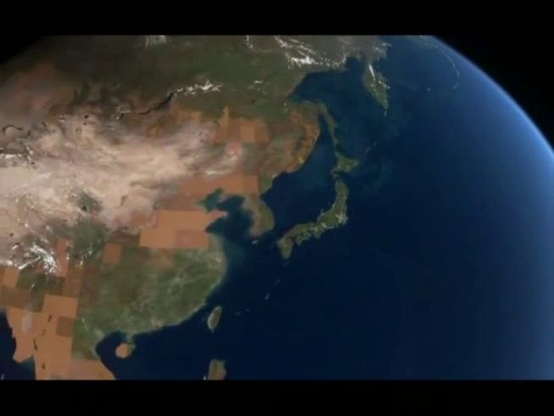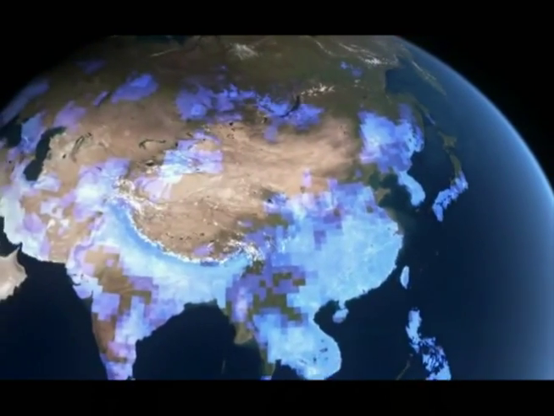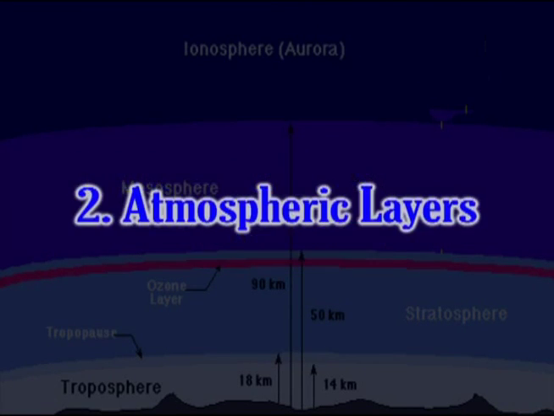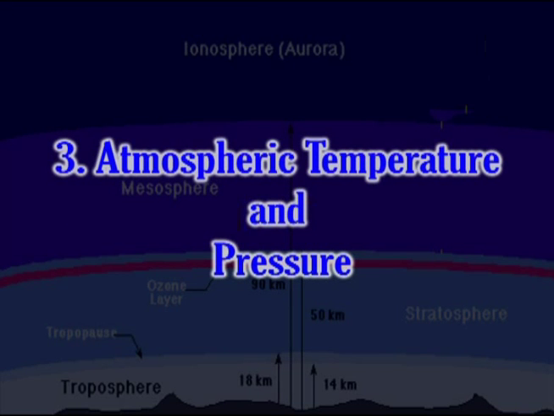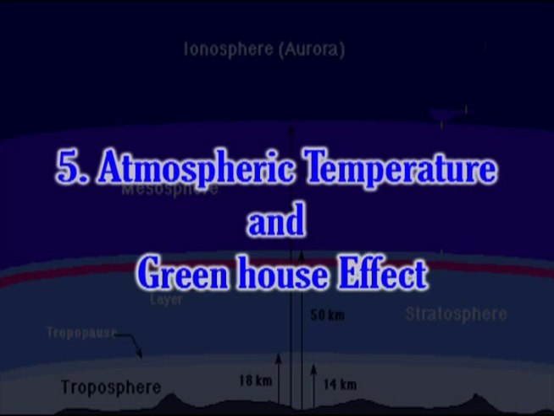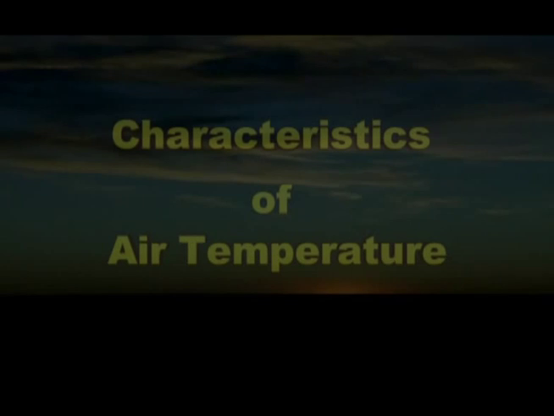Important characteristics of Earth's atmosphere are the temperature and pressure. In the last episode, we discussed atmospheric pressure, so today we can concentrate on atmospheric temperature. The topic can be studied under the following captions: characteristics of air temperature, atmospheric layers, atmospheric temperature and pressure, factors affecting atmospheric temperatures, atmospheric temperature and greenhouse effect.